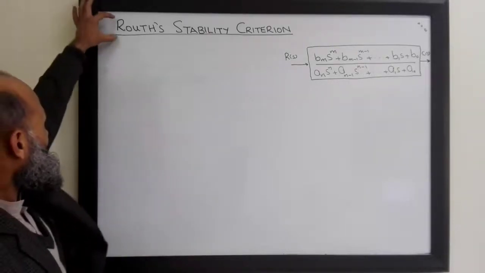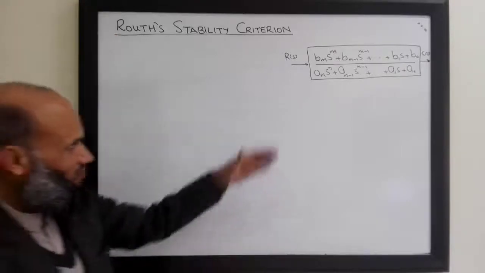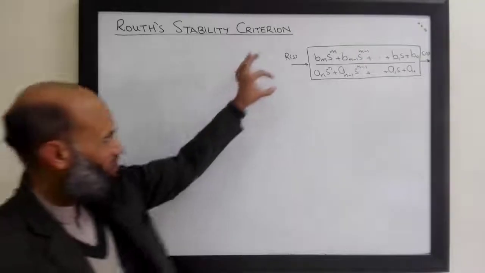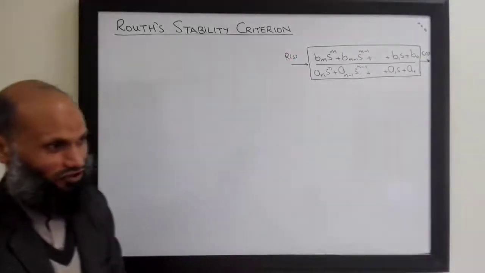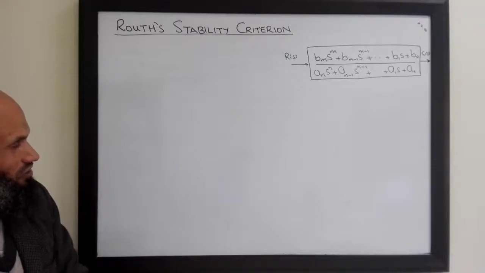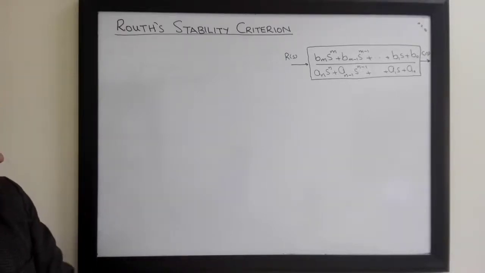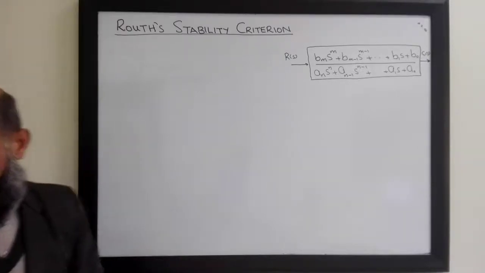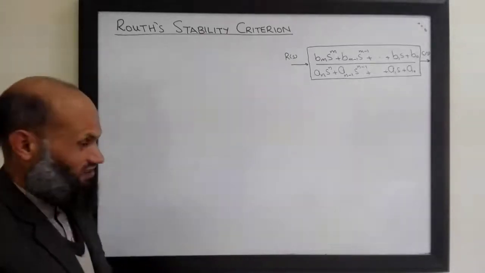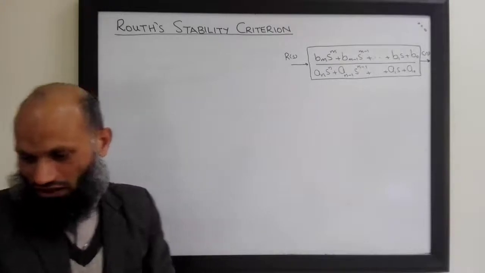Routh's stability criterion helps us to determine the stability of a system without finding the roots of the denominator polynomial, that is, without determining the location of the poles for that particular system. So in today's lecture we shall talk about the Routh's stability criterion.